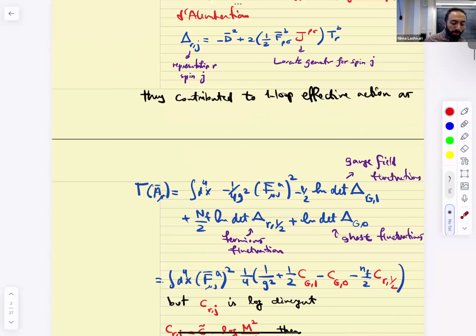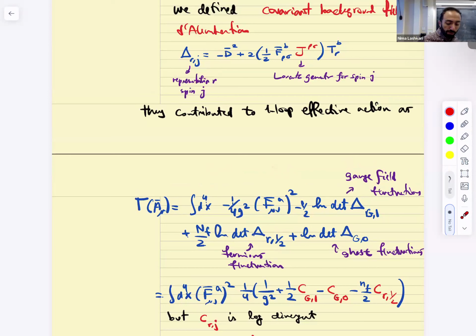They contribute to the one loop effective action in the following form. So the one loop effective action in its basic form will have the regular action for the background gauge field, right? And the one loop corrections associated with it will be log of determinants of these operators. We have one of those operators for gauge field fluctuations. So it's spin 1. It transforms in the adjoint representation. It comes with a power of -1/2 because these are bosons.